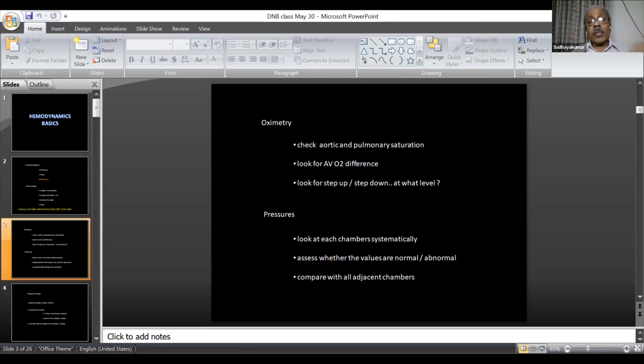Pressures: look at each pressure systematically. You have to look at the pressure waveform, what is the contour, what is the peak pressure, diastolic pressure, all those things, depending on the chamber. Assess whether the values are normal or abnormal, and compare the pressure with all adjacent chambers and vessels. For example, a right ventricle has to be compared with right atrium, left ventricle, maybe pulmonary artery, and maybe even with aorta. So all these things have to be done.